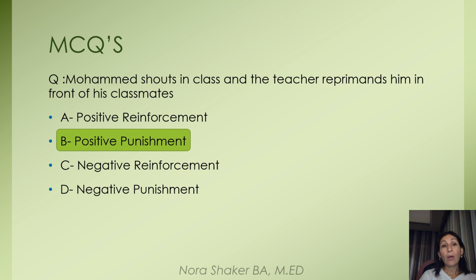Why? The behavior of Muhammad shouting in class is going to decrease in the future because the teacher has added an aversive stimuli, which is the reprimand in front of his classmates, to the environment. So punishment because shouting in class is going to decrease, and positive because we added the reprimands, which are an aversive stimuli.